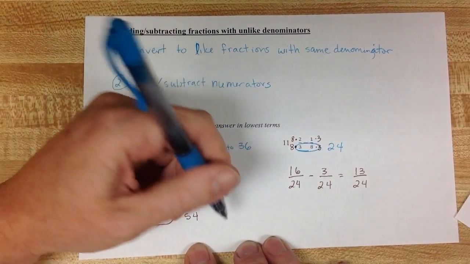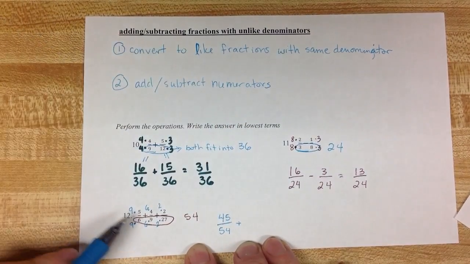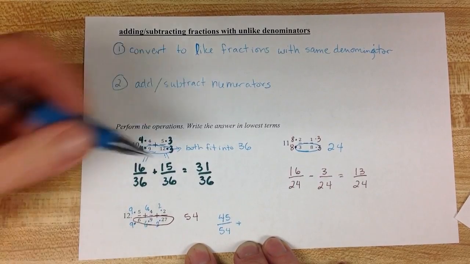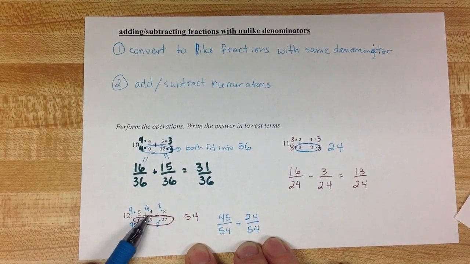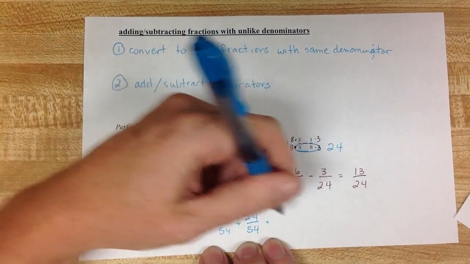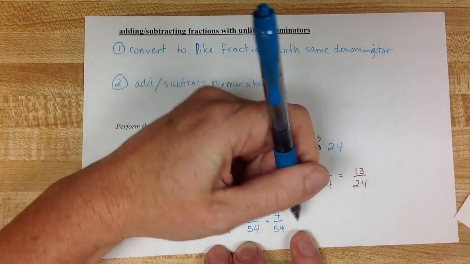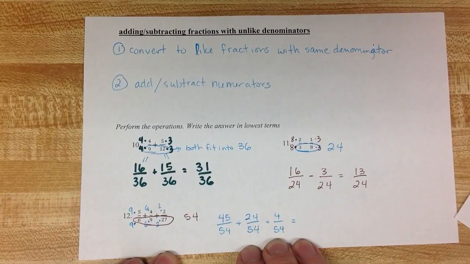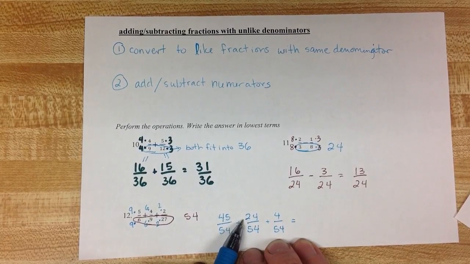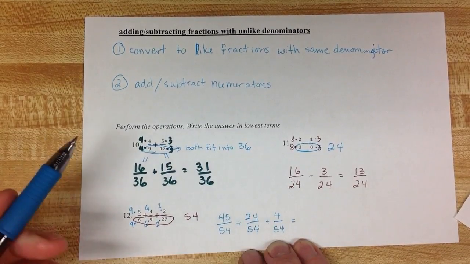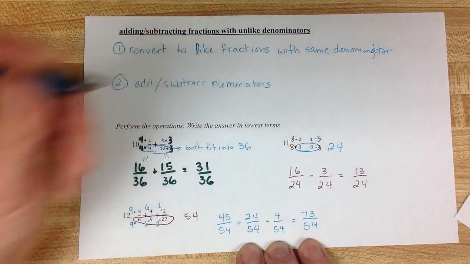So when I go through and make my equivalent fractions, I get 45/54 from the 9 times 5 and 9 times 6, 24/54 for the 4/9, and 4/54 for the 2/27. Now that my denominators match, all I have to do is add the numerators. 45 plus 24 gives me 69, plus 4 more. Looks like it's going to be 73/54.